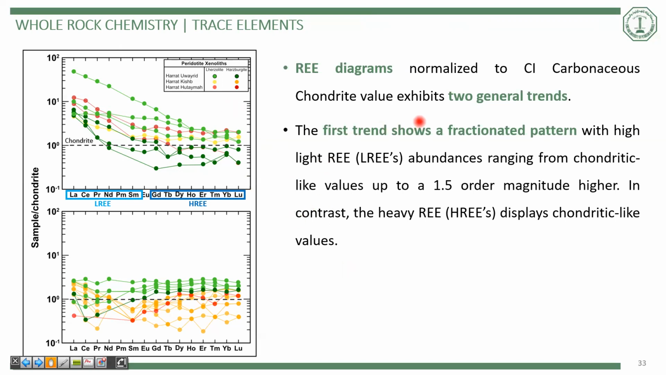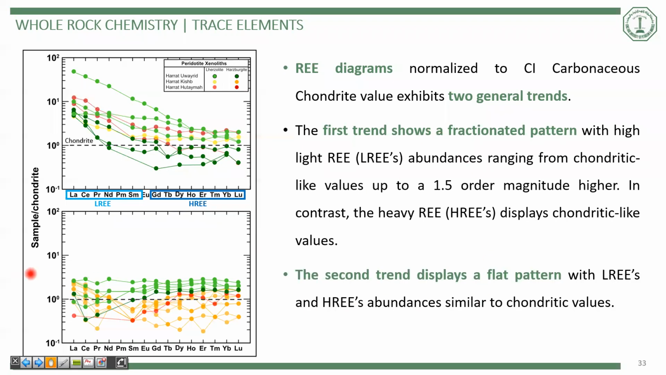The upper one shows fractionated patterns with high light REE or LREE abundances, ranging from chondritic to 1.5 orders of magnitude higher, and HREE, which are similar to the chondritic values. Whereas the second trend displays a flat pattern with LREE and HREE abundances similar to the chondritic values shown with the dashed line.